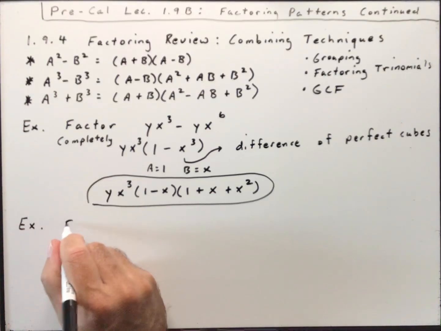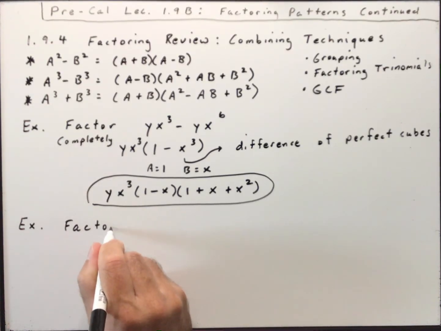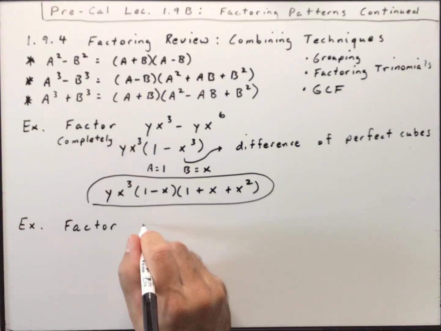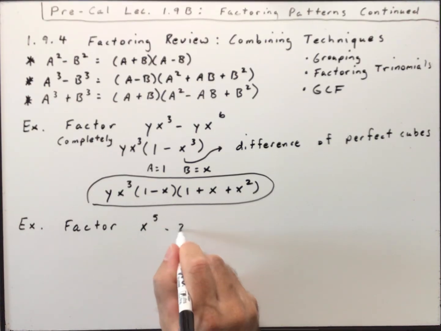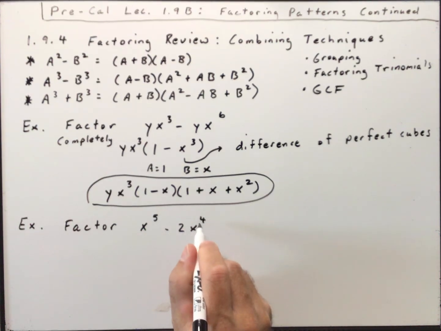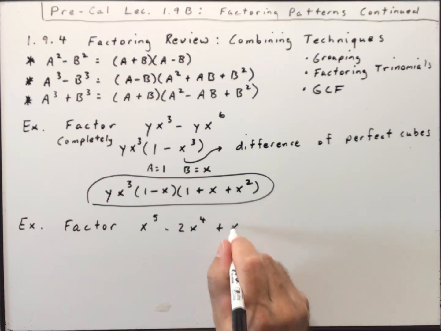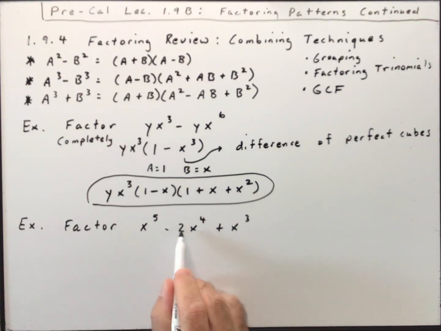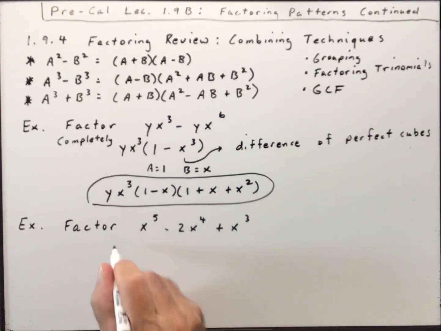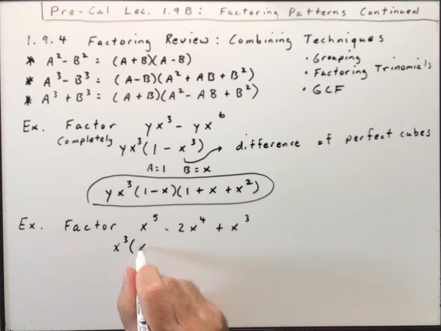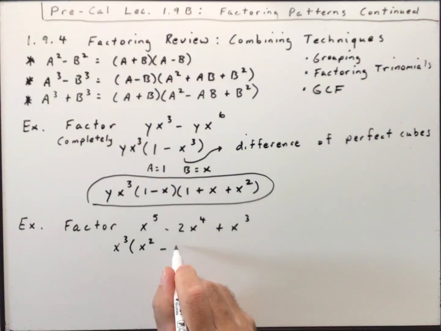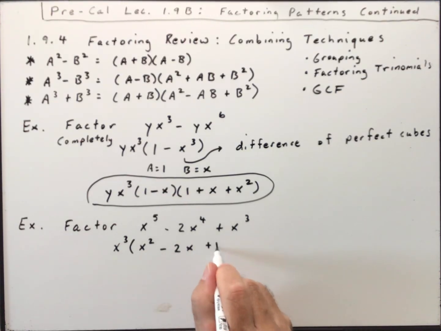Let's say we want to factor x to the fifth minus 2x to the fourth plus x cubed. So do we have a greatest common factor there that we could factor out? Well, yeah. We could factor out x cubed. And what would be left would be x squared minus 2x, and then x cubed over x cubed would be plus 1. You might be tempted to stop there, but we can.